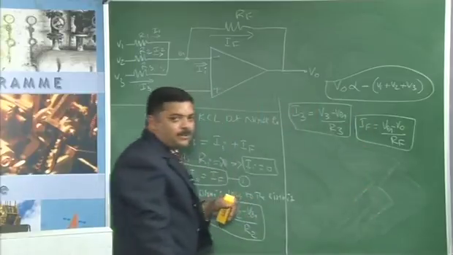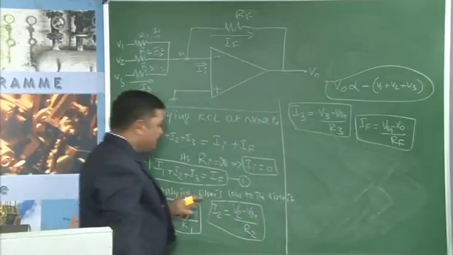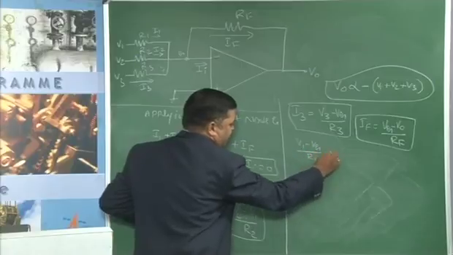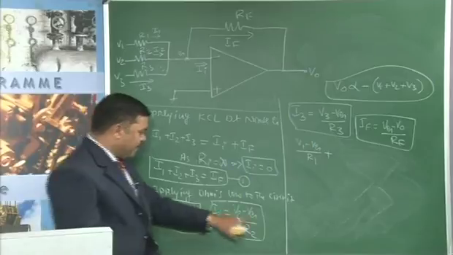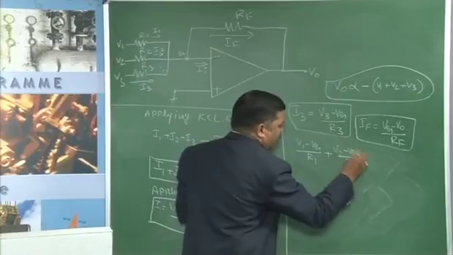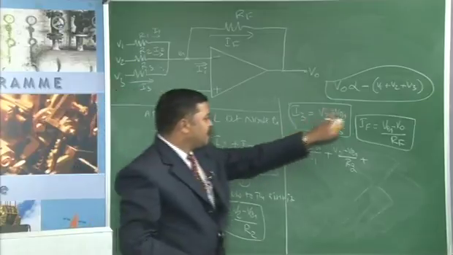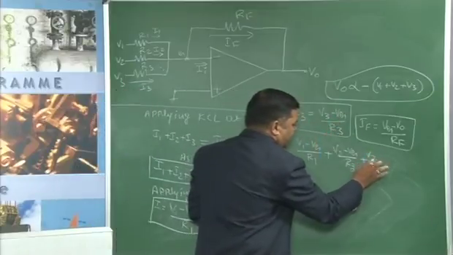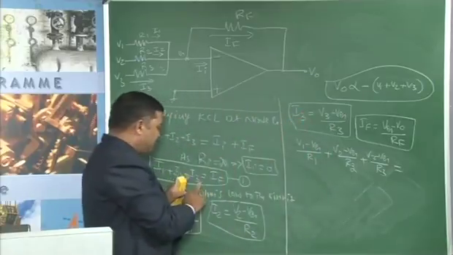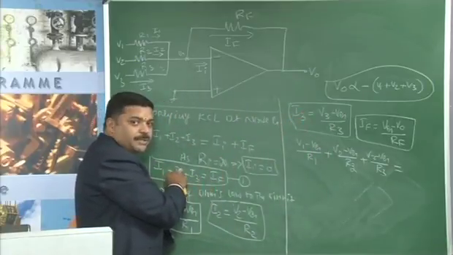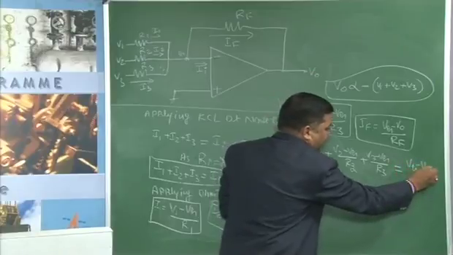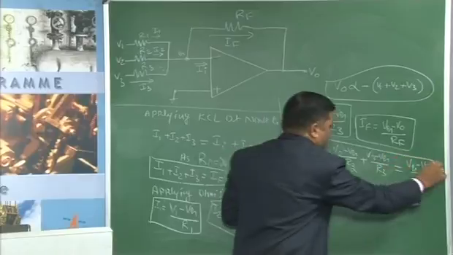Let us substitute all these values in equation 1. I1 is V1 minus Vg by R1, plus I2 is V2 minus Vg by R2, plus I3 is V3 minus Vg by R3, which is equal to If on the right hand side. If is given by Vg minus V0 by Rf. So, this is the equation.